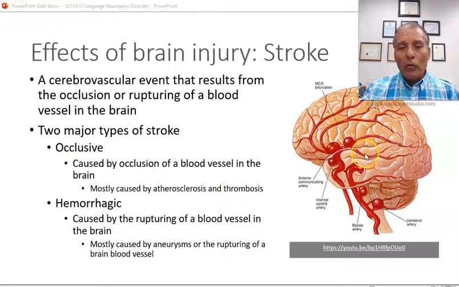So in terms of the hemorrhagic, it deprives different areas of the brain of nutrition, and if that is prolonged, it can cause permanent damage.